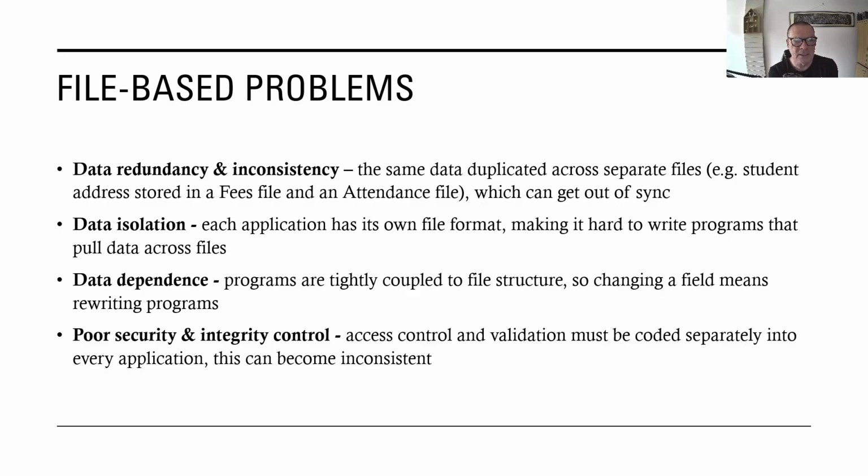We had data isolation. Each application had its own file format, making it hard to write programs that pull data across files. And we had data dependence. The programs and the file structure were tightly related to each other. So if you changed the field or the layout of a file, it meant you had to rewrite the programs. And we had poor security and integrity control. So access control and validation had to be coded separately in every application, and that can become inconsistent.